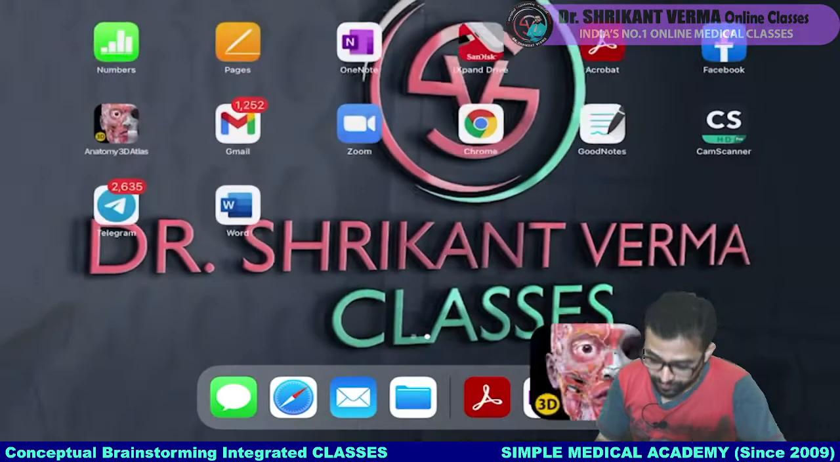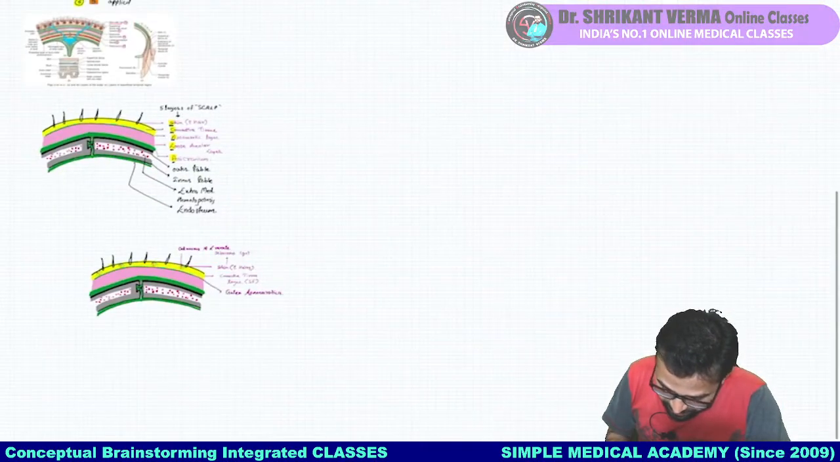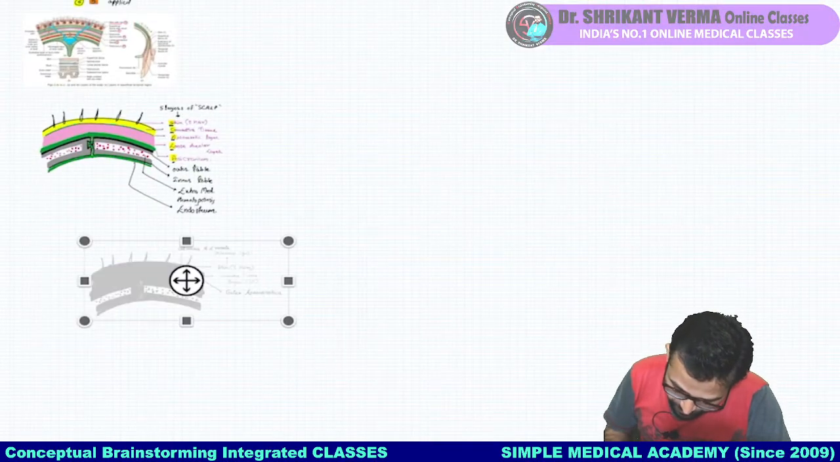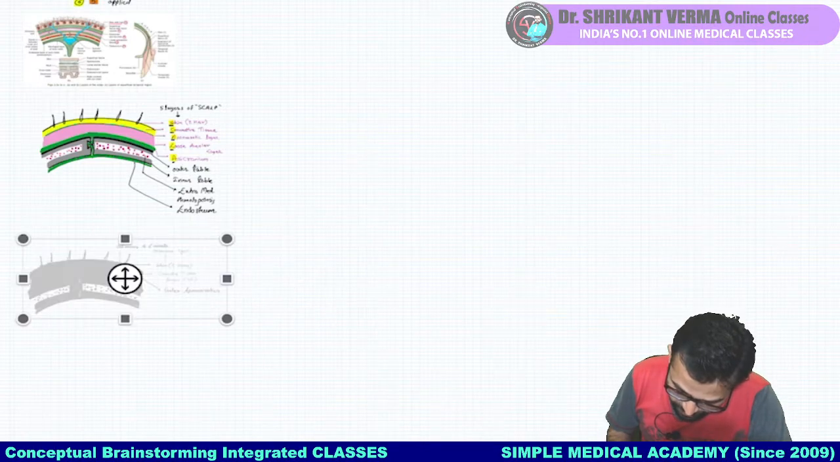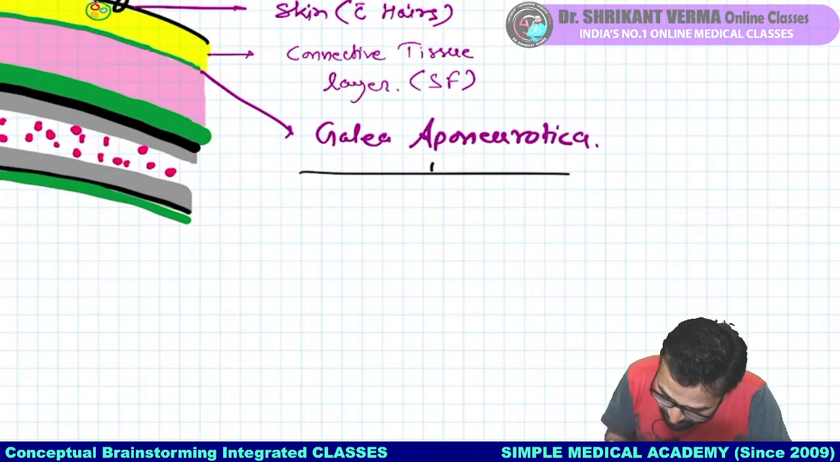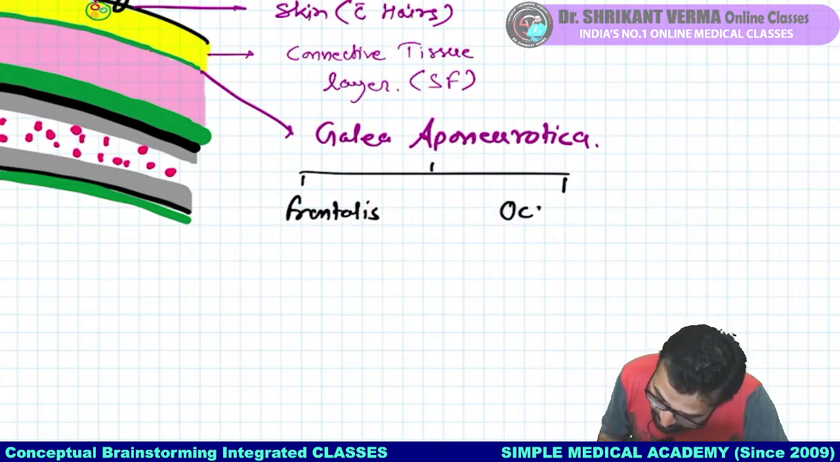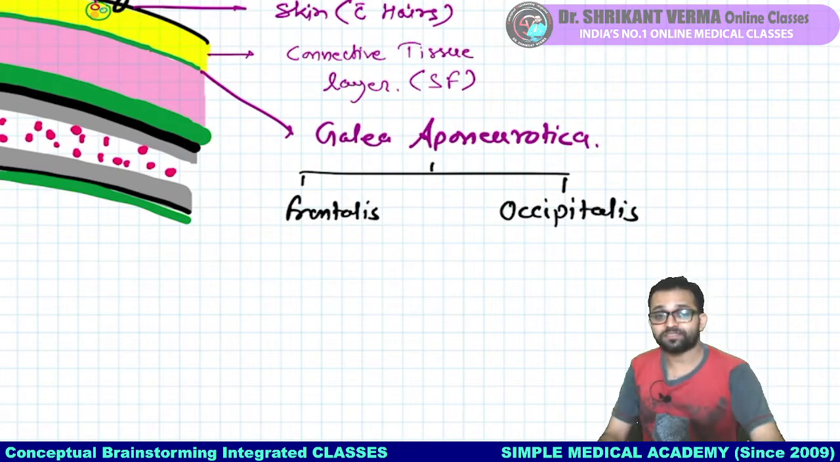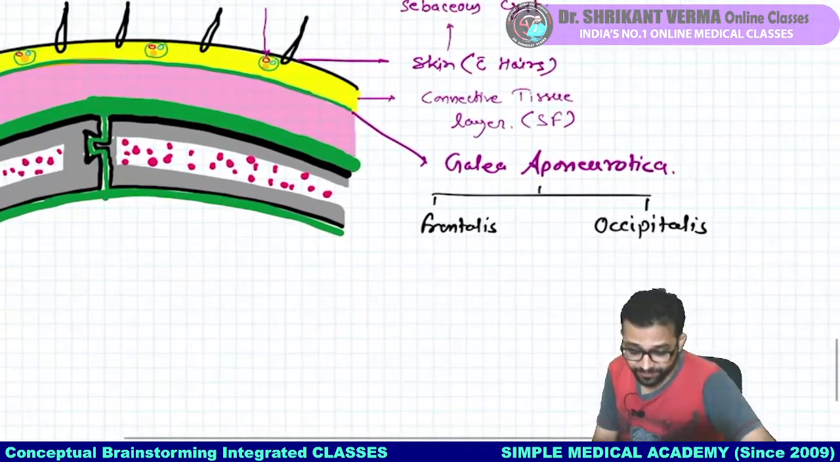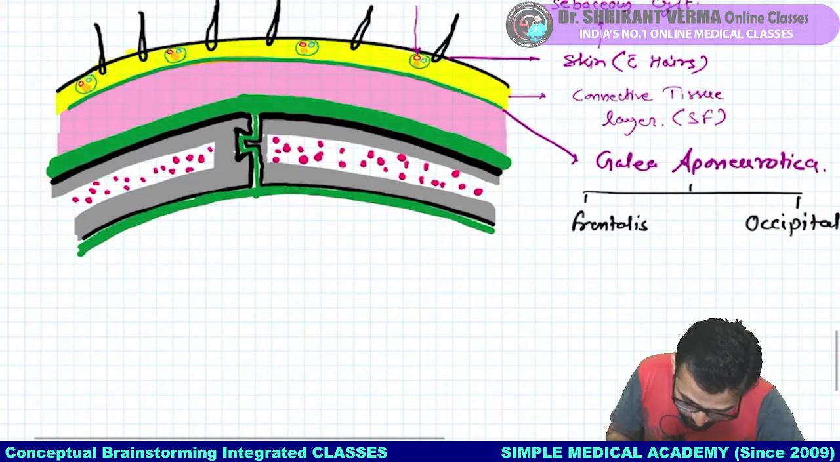So only two MCQs you have to remember. Galea aponeurotica is related with two muscles. Yes, in the front there is frontalis, on the back, yes, it has the occipitalis. Getting the point? Okay, and then you can observe the loose areolar tissue layer.